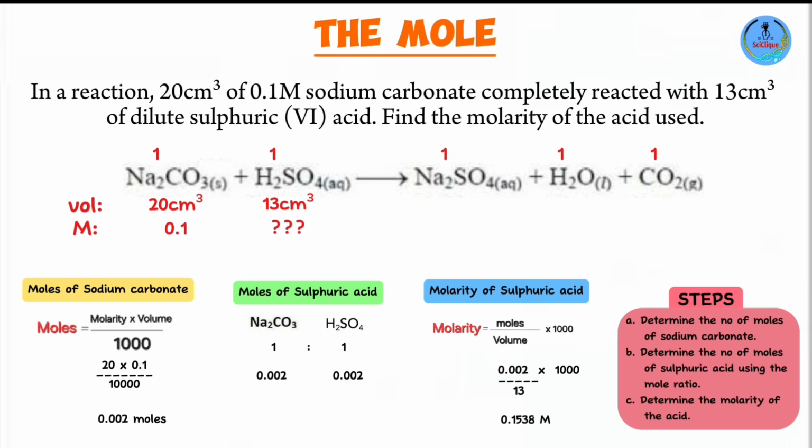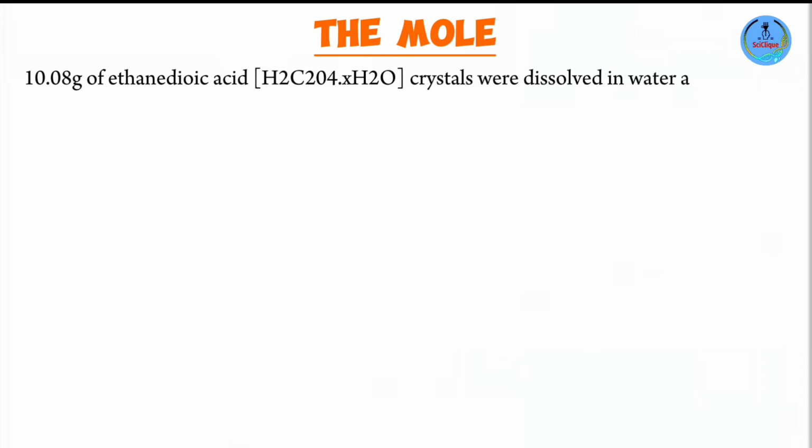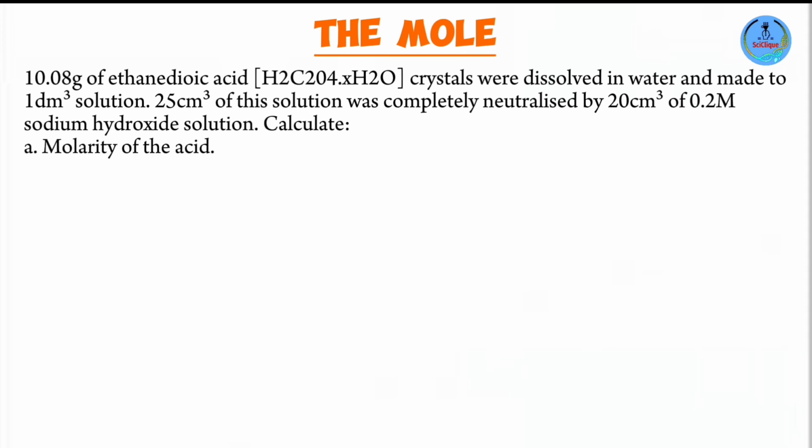So our second question, 10.08 grams of ethanedioic acid crystals with that formula were dissolved in water and made to 1 decimeter cubed solution. 25 cubic centimeters of this solution was completely neutralized by 20 cubic centimeters of 0.2 molar sodium hydroxide solution. Calculate the molarity of the acid, and part B, the value of X in the acid.